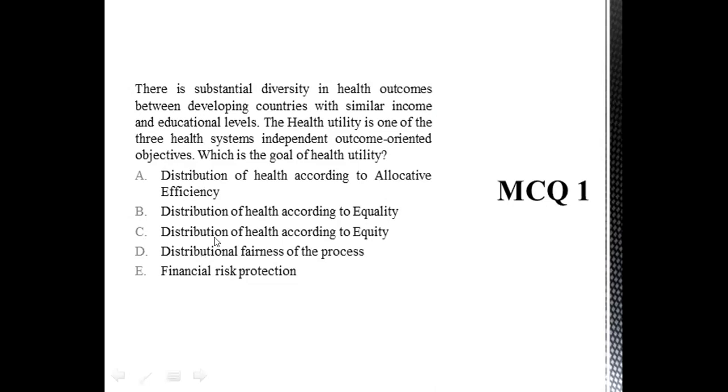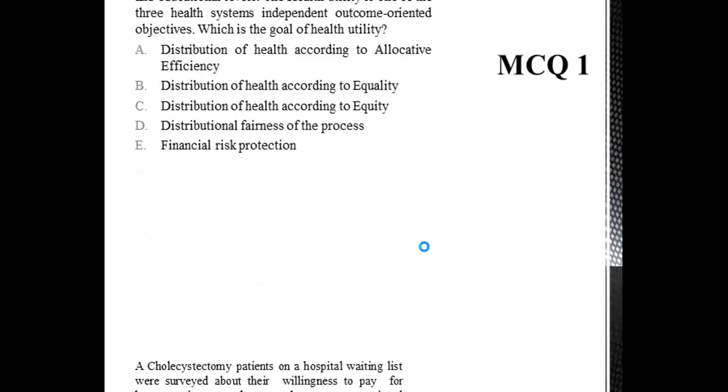C will be the correct option, as health utility is one of the objectives of the health system function, and health utility is based on the principle of equity and average level of health. Therefore, C will be the correct option.